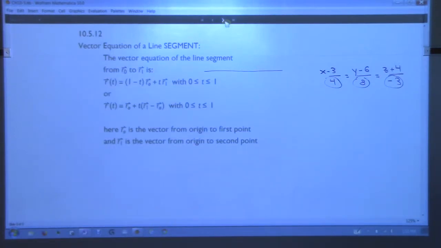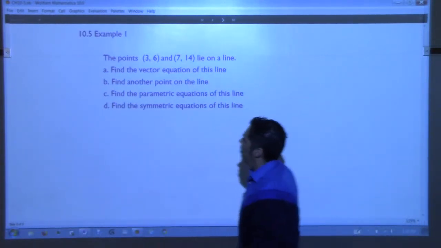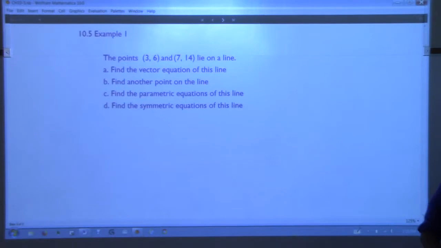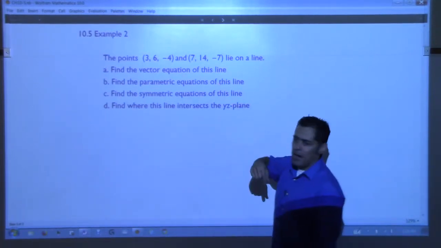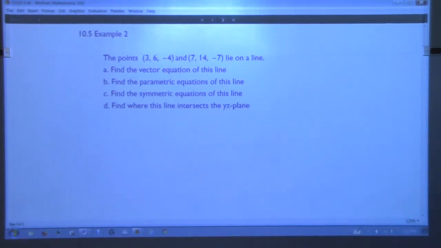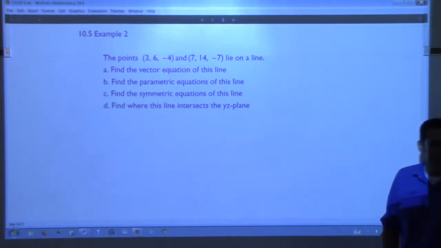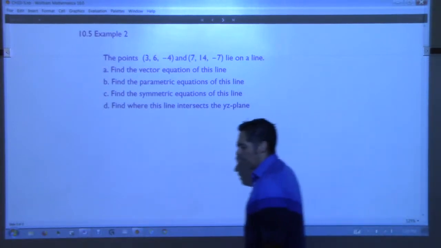All right, let's see if we can finish up this problem. So we did part A, part B, example 2 and example 1. Okay, so find the parametric equations. We did that. Find the symmetric equations of the line. Did that. How about part D? Find where this line intersects the YZ plane. Now that's different, right? So where does this line intersect the YZ plane?